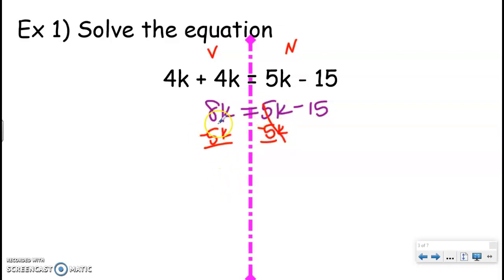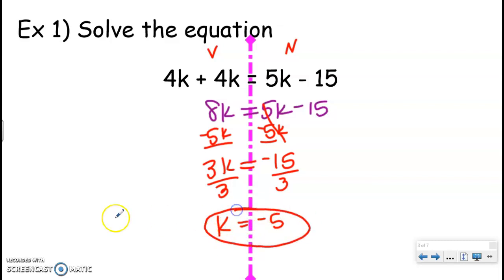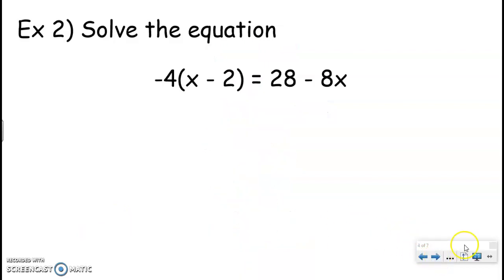So those cancel. So 8k minus 5k is 3k. Still have a negative 15 left over. And then I divide by 3 on both sides to get negative 5. Okay, so there's my final answer. Again, hit pause if I went too quickly when I was writing and talking. Make sure you copy all of this down. Let's go on to example 2.